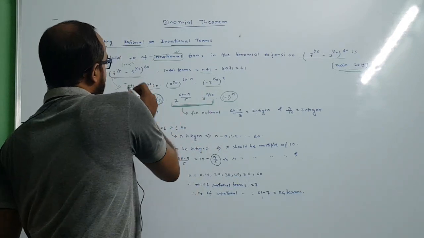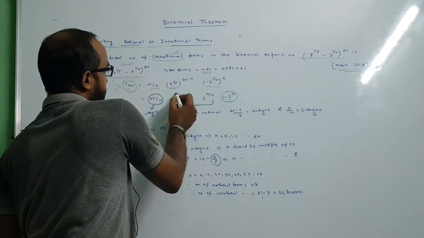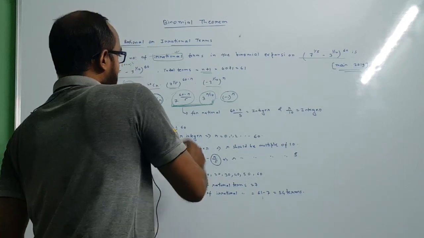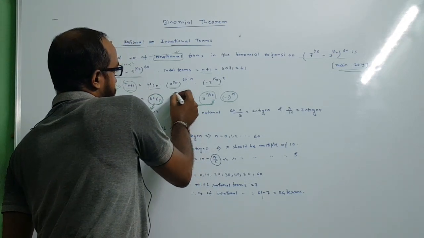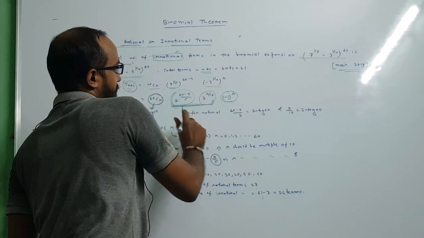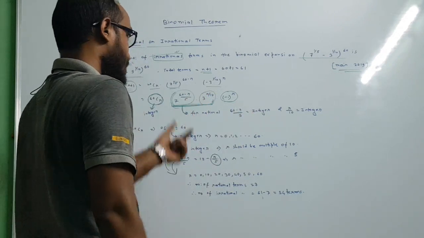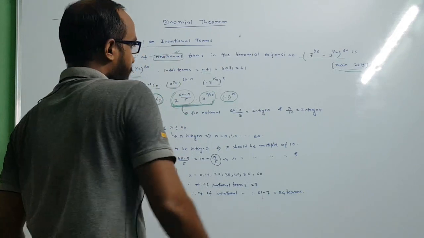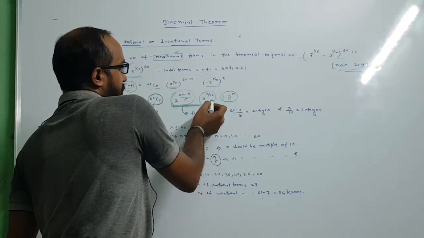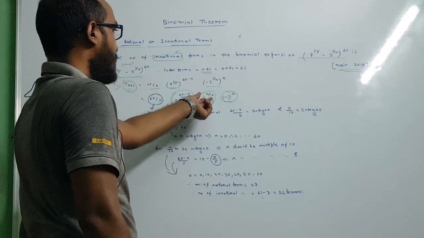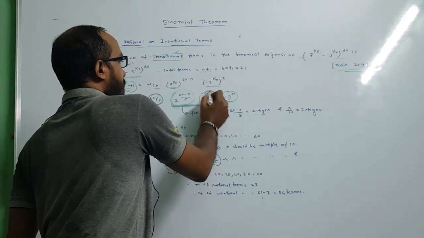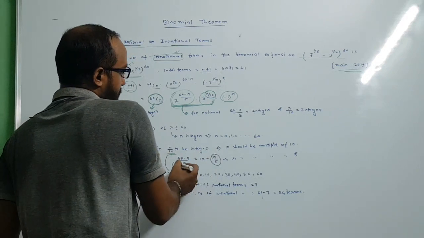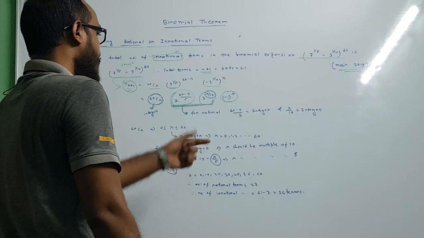In order to calculate the rational terms, this term should be rational and this term should be rational individually. In order to make this term rational, (60 minus r) by 5 should be an integer, so that 7 to the power some integer value would be a rational term. And 3 to the power r by 10 to be a rational term, r by 10 should be an integer. So r by 10 should be an integer and (60 minus r) by 5 should be an integer.